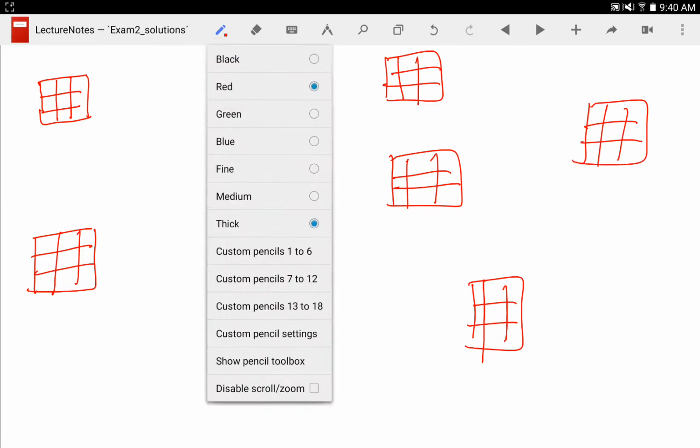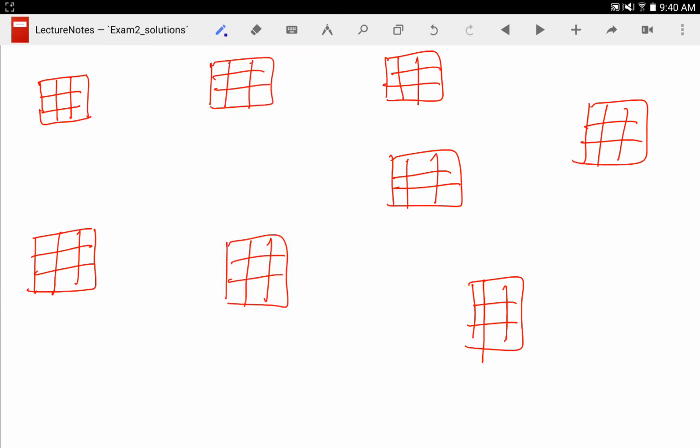All right, let me use a different color now. Let me use blue here. So this is A, and the processing time is 2. B, the task time is 3. C, the task time is 2. D, the task time is 4. E, the task time is 4. F, the task time is 3. G, the task time is 5. H, the task time is 2.